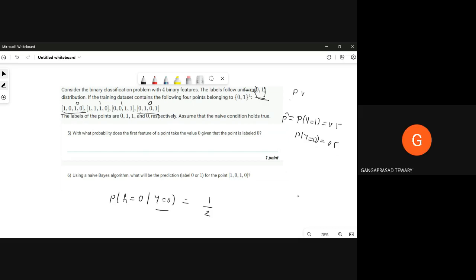Your cursor is not visible. I think the cursor is not coming, only the point is coming.